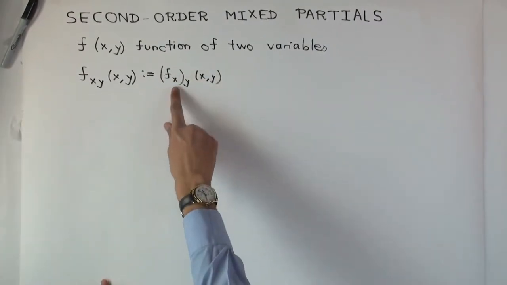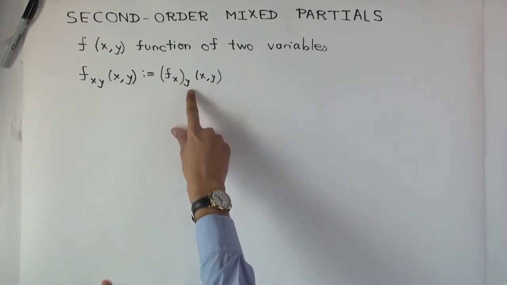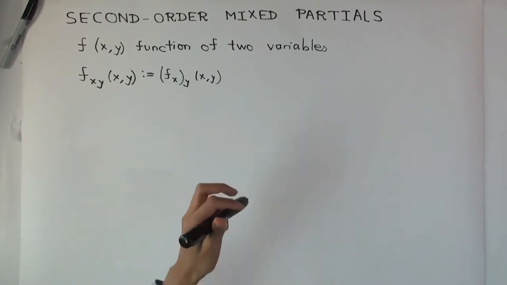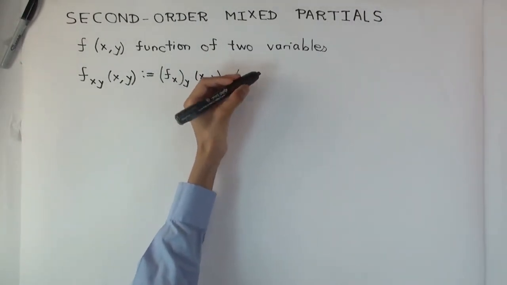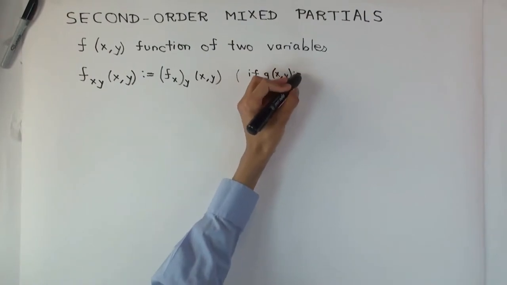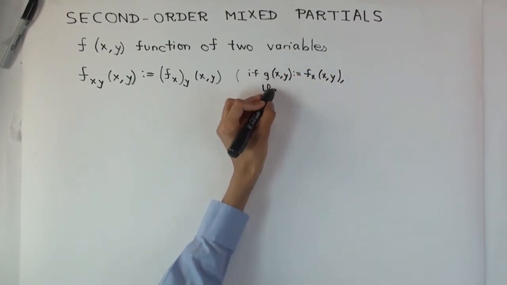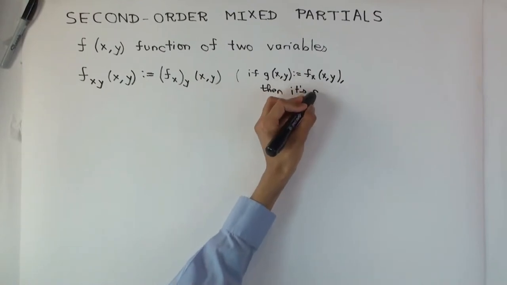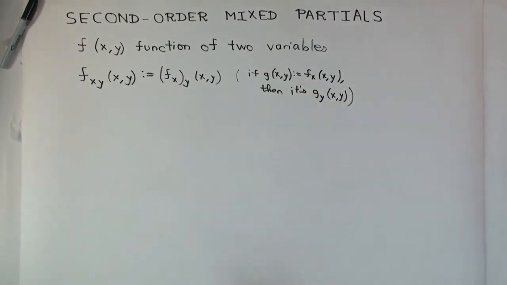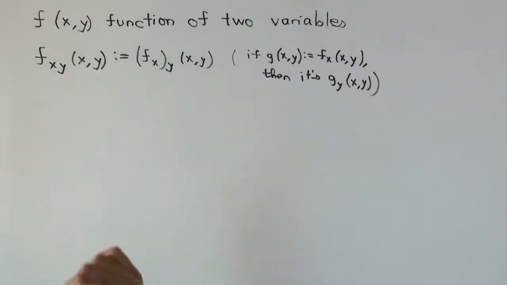What do I mean by that? I mean, first you differentiate f with respect to x. Okay, you get a new function of two variables. Now you differentiate that new function of two variables with respect to y. Okay, so another way of saying that is that if I introduce a new letter g for f sub x of x y, then it's g sub y of x y. Okay, so f sub x y is just shorthand for f sub x sub y. So you first do the leftmost thing, then you do the next one.